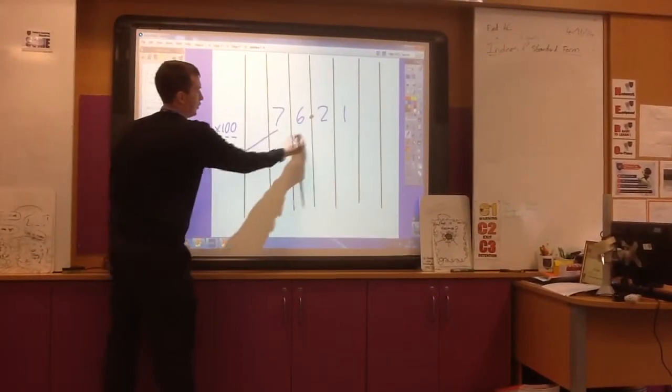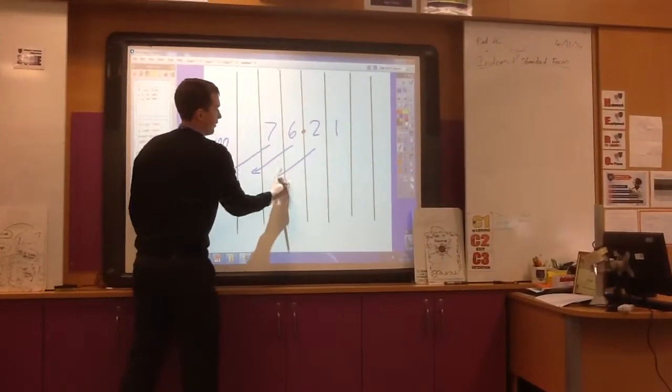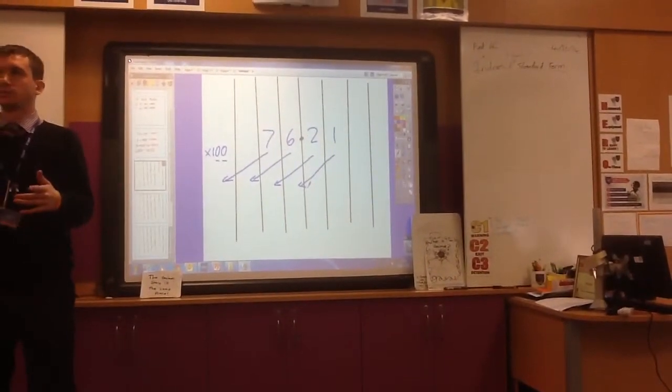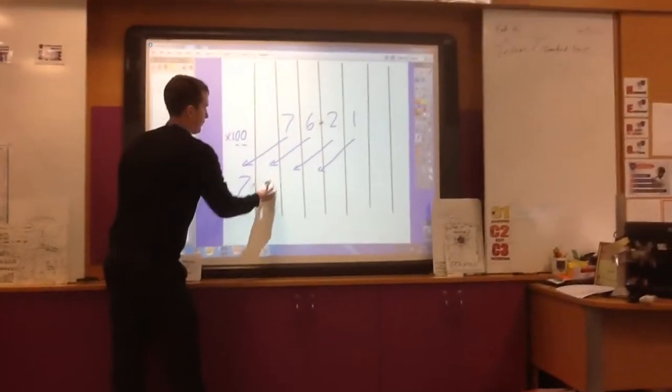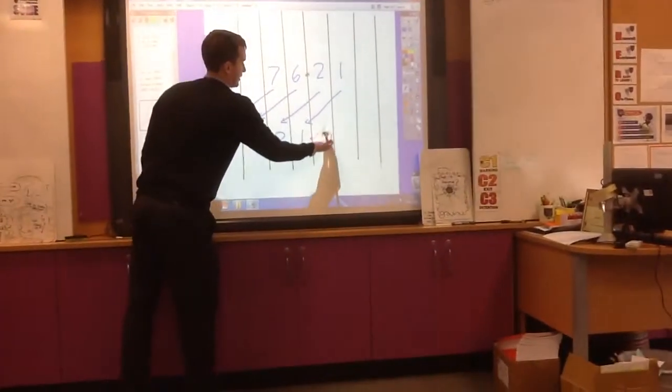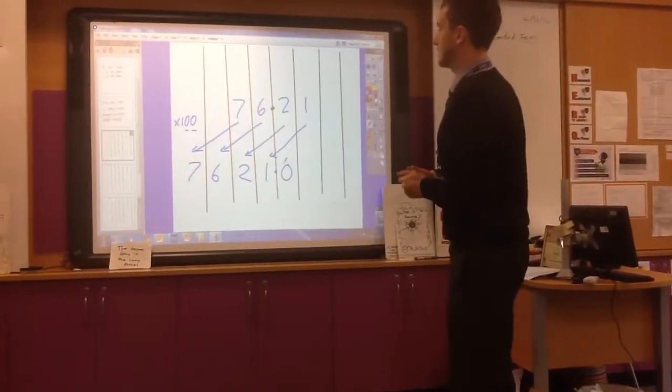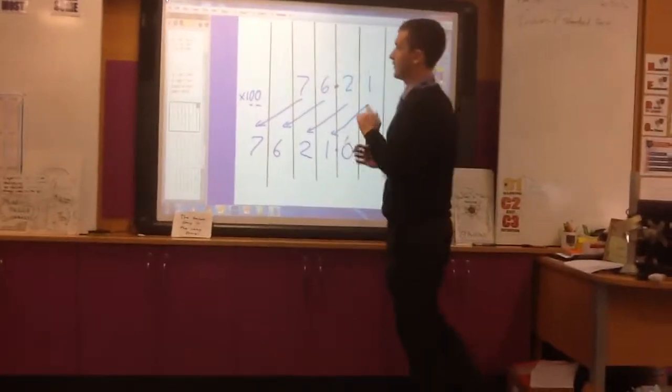So they're all going to go this way. Does the decimal move? No. The decimal stays where it is. Because you never move a decimal. Fantastic. It's like my hand. Never, ever. Fantastic. Right. So 7,621 we've moved to the left because we times it.